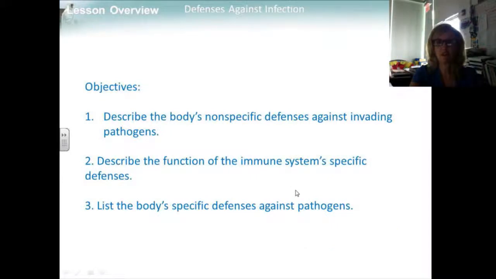Alright, so our objectives are to describe the body's non-specific defenses against invading pathogens, also describe the function of the immune system's specific defenses, and list the body's specific defenses against pathogens.